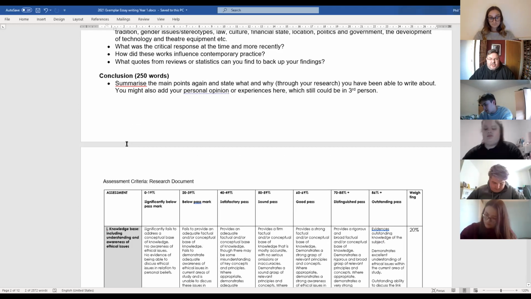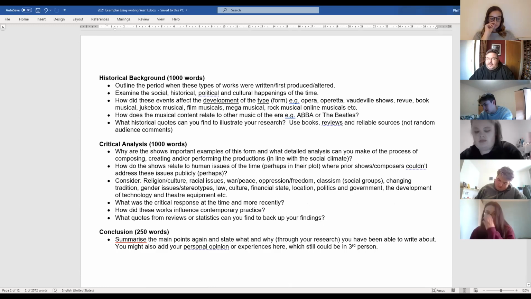Okay, are there any quick questions on this sort of structure? Feel free to fire away.